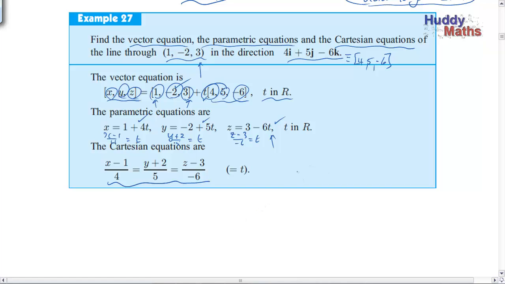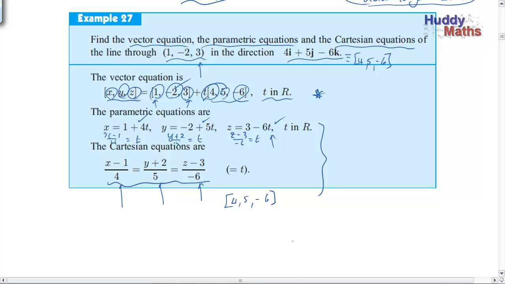Just notice, we want to go back and forth between all these, so just notice what happens here. These numbers down here are the components of the direction vector, aren't they? 4, 5, and -6, if we keep it in that simple form. So just watch the movement of the coefficients here and the constants in these relationships. And remember where it comes from.